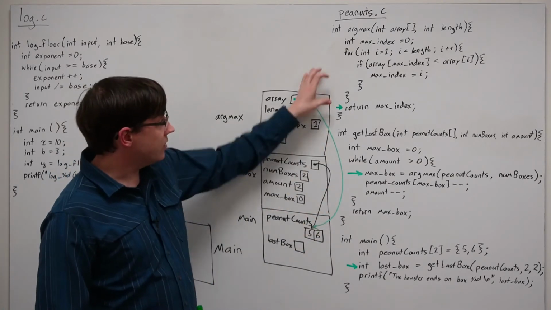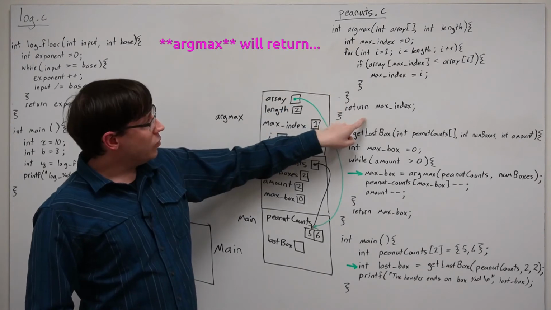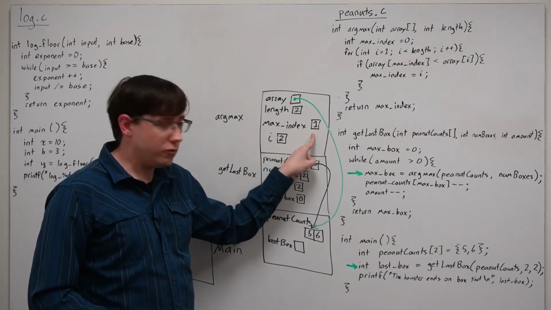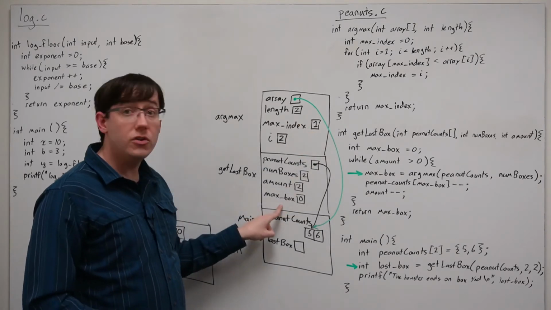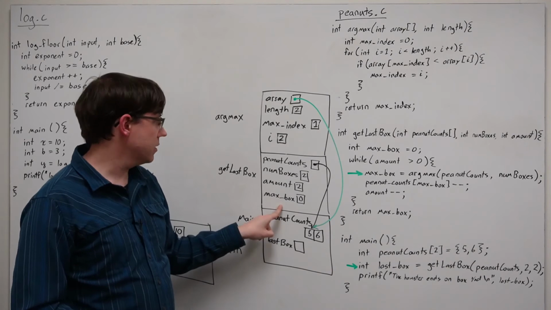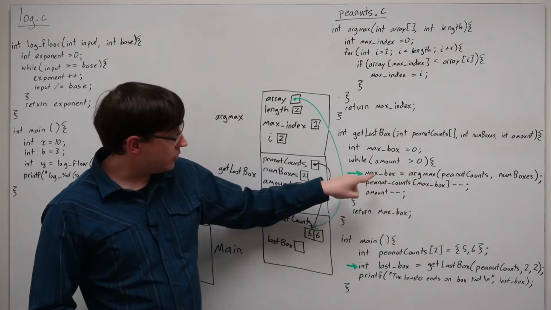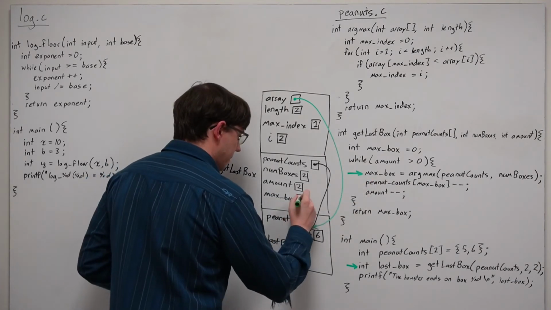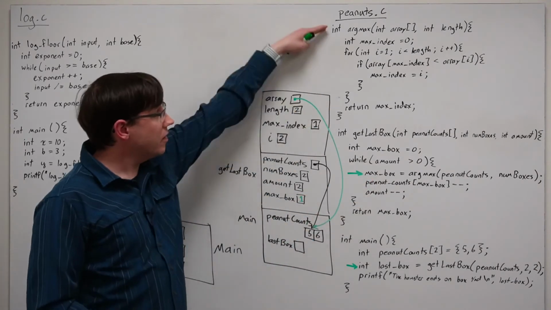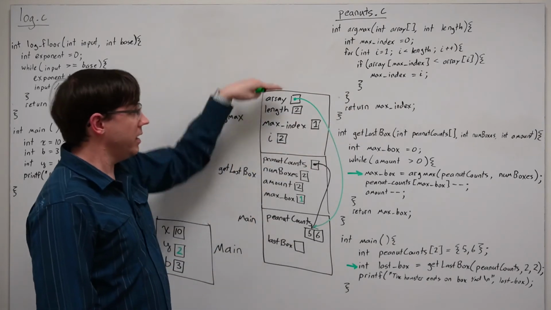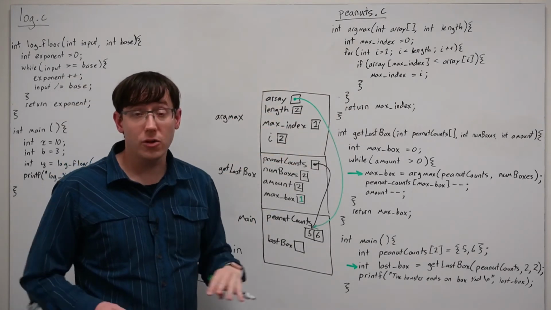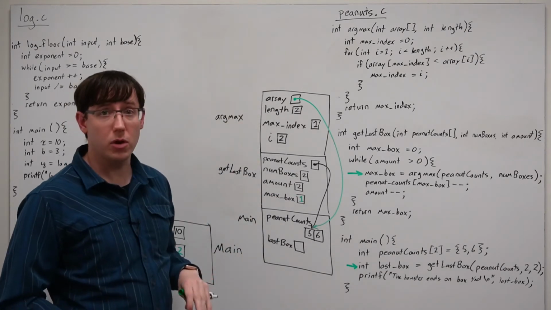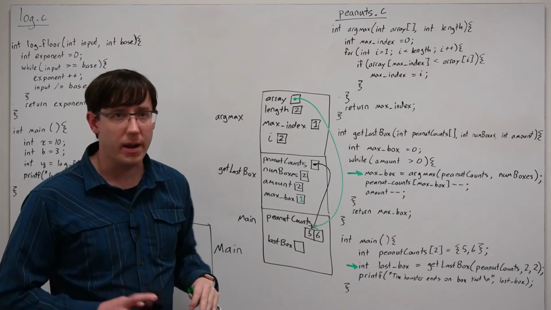If we continue executing from this point, argmax will return the value in max index, so it is returning a 1 back to getLastBox, and that return value is being stored into the maxBox variable. In addition, when this function returns, the memory that was holding its local variables gets deallocated, so that stack frame goes away and we erase it from our diagram.